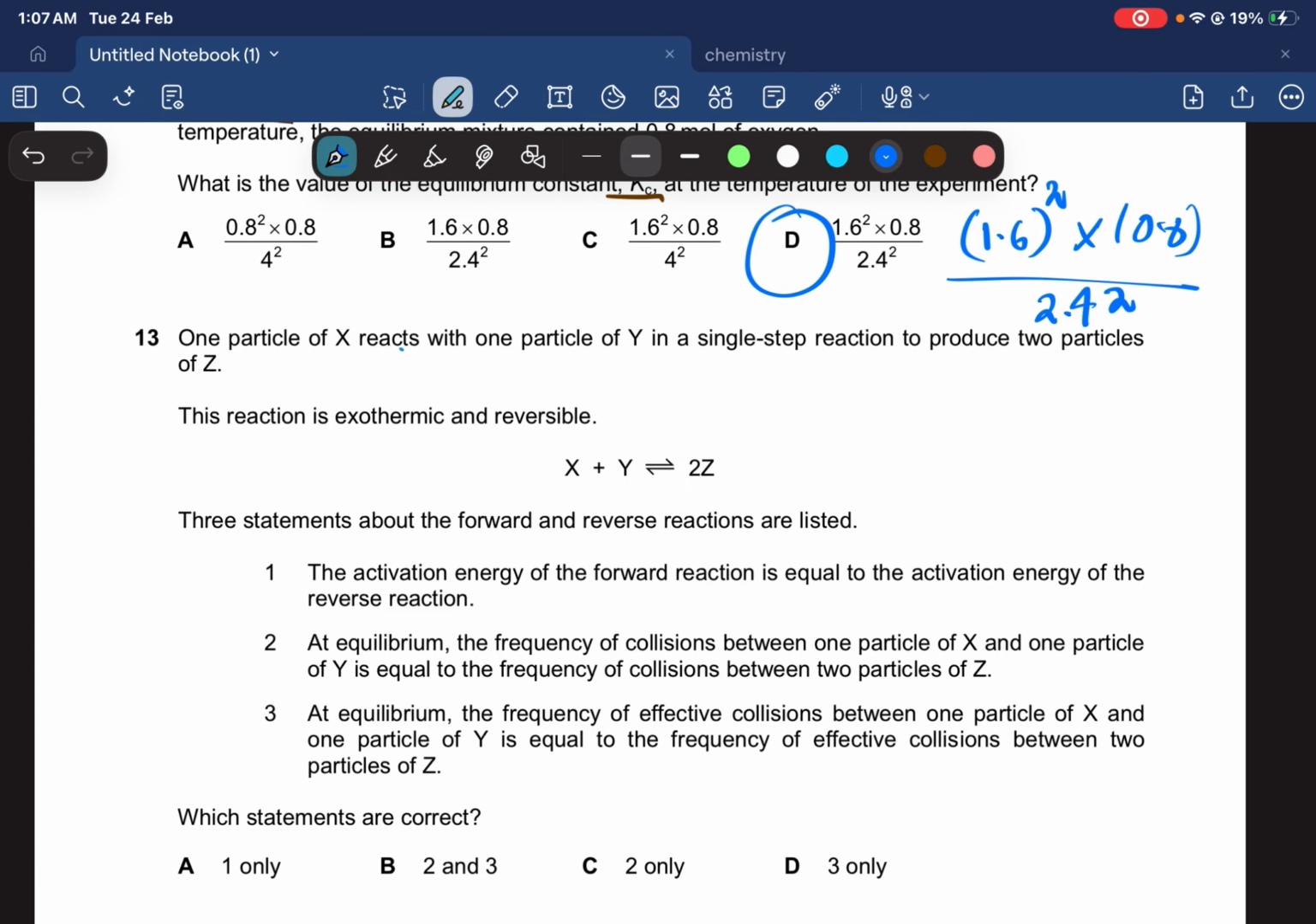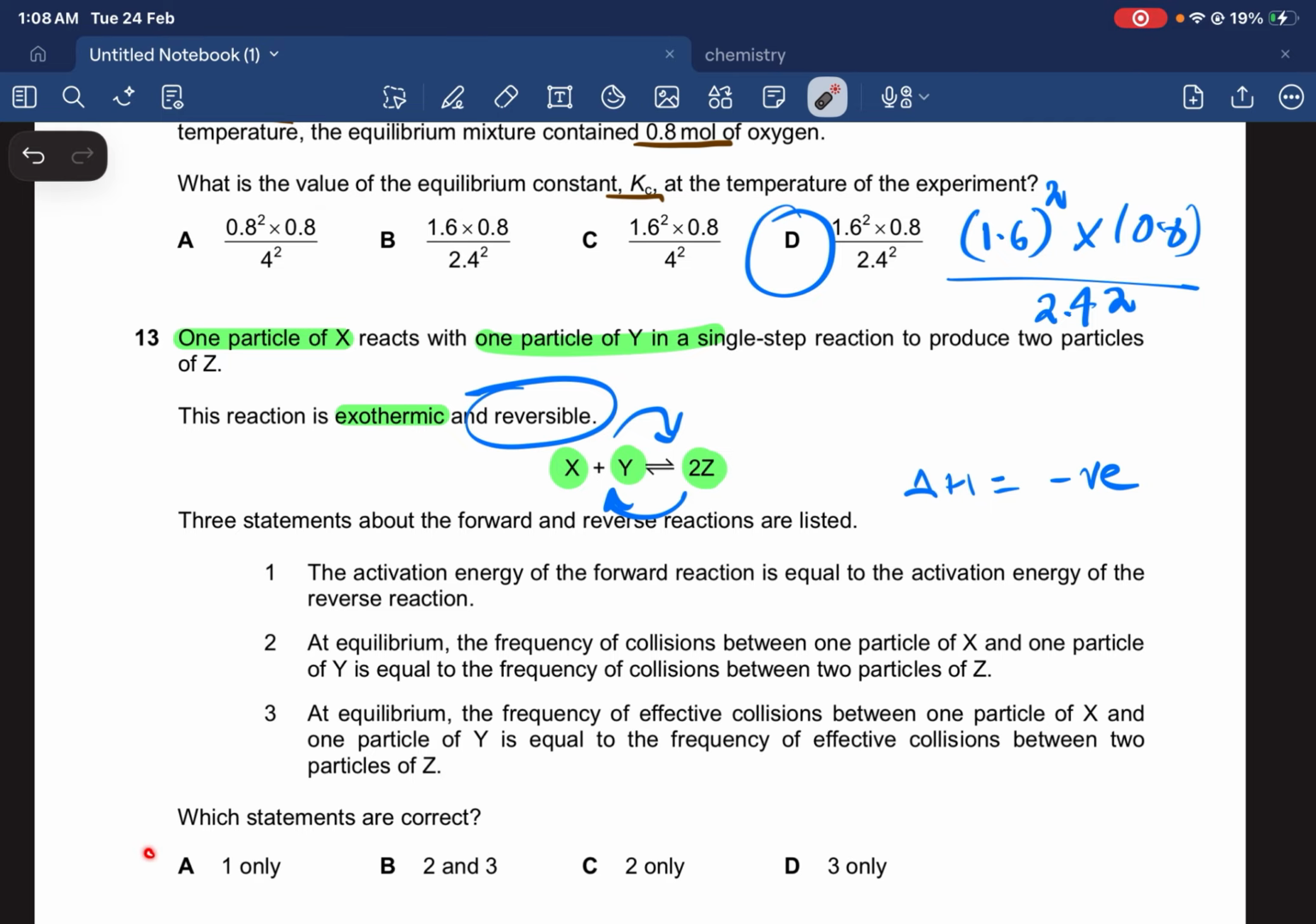1 particle of X reacts with 1 particle of Y in a single step reaction to produce 2 particles of Z. The reaction is exothermic, so we have a delta H which is negative, and reversible. Reversible means it goes both forward and backwards. 3 statements about the forward and reverse reactions are listed. Which statements are correct? The activation energy for the forward reaction is equal to the activation energy of the reverse reaction.